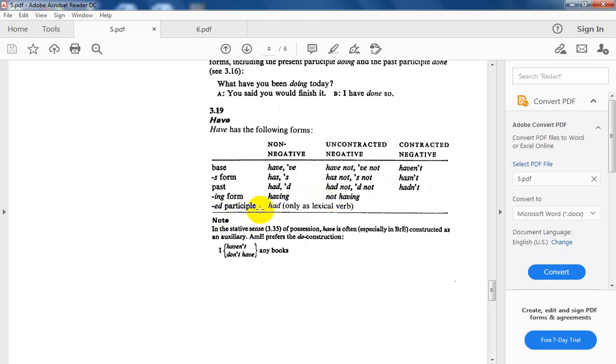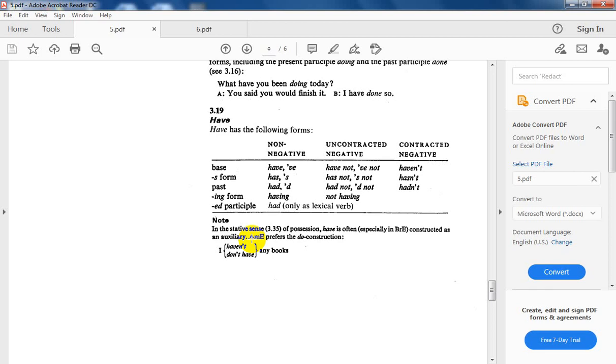the ED participle had only as a lexical verb. Look at this note, it's very important here. In which cases can I consider have and has as lexical, and in other cases as primary? In the stative sense of possession, have is often special in British English, constructed as an auxiliary. In which meaning can I consider have as stative?